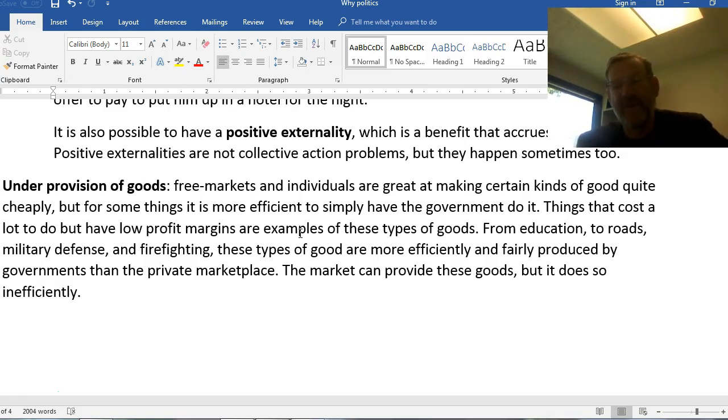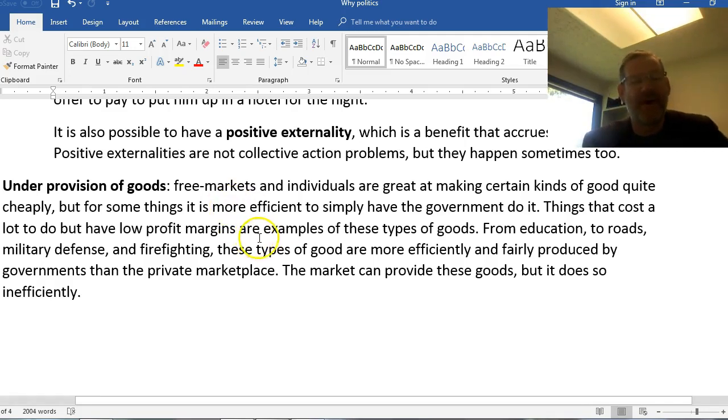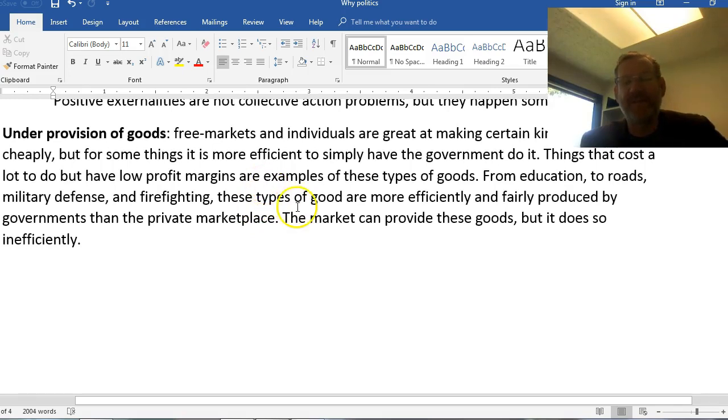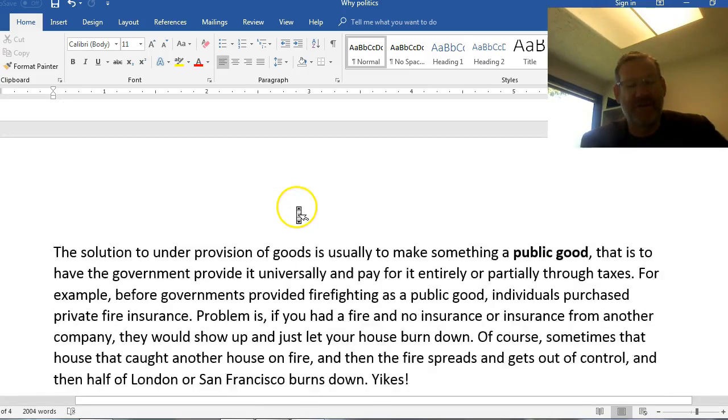Roads, for example. If you have only the private sector provide roads, then they build roads between major thoroughfares, but people trying to go to small towns are still driving on dirt roads, and it's really hard and your car gets damaged, etc. Right? And it's good to have roads to small towns, then people can drive them, go see them. Small towns can have more economic growth and things like that. Okay. So under provision of goods, the market can provide these things, but does so inefficiently.